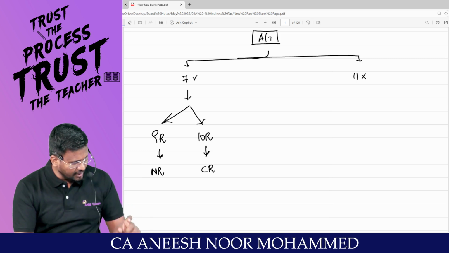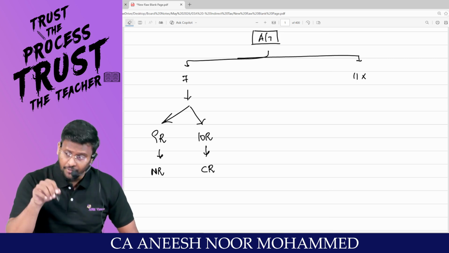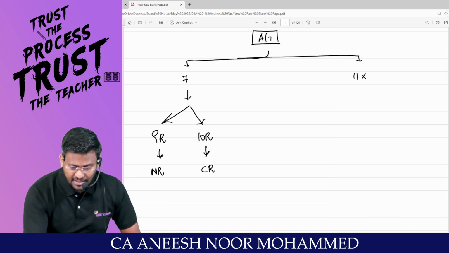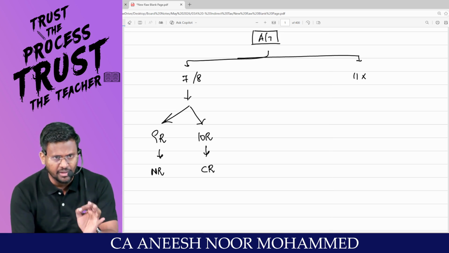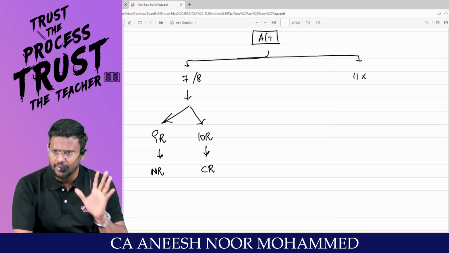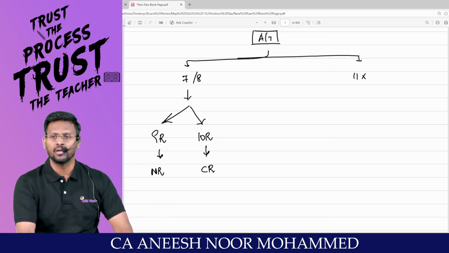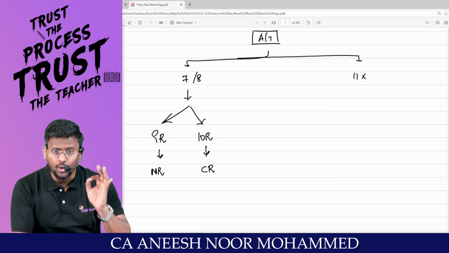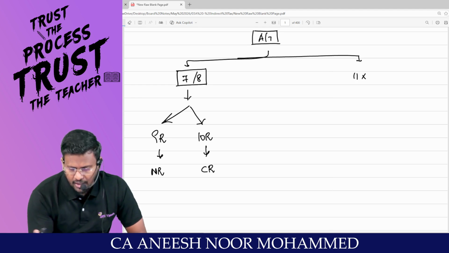The activity or transaction will be treated as supply. That supply will be further classified as either composite supply or mixed supply. My dear lovable students, what is composite supply and mixed supply we'll discuss in the coming classes. What is the tax rate for composite supply and mixed supply will be covered under section 8.